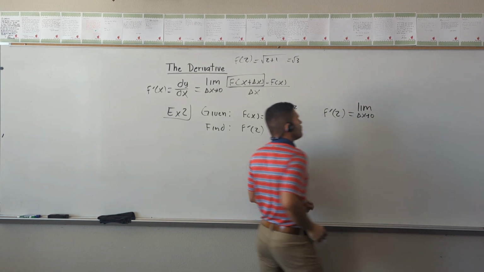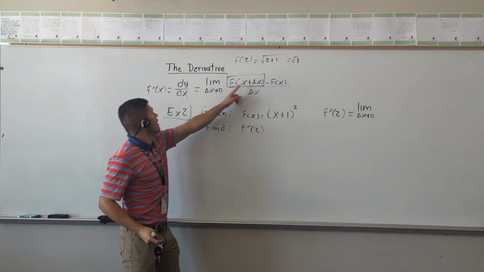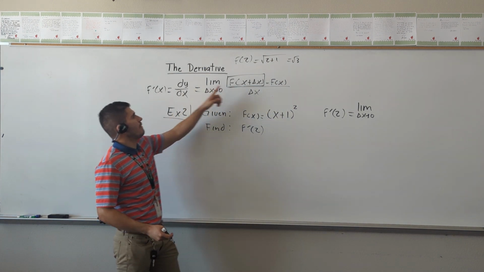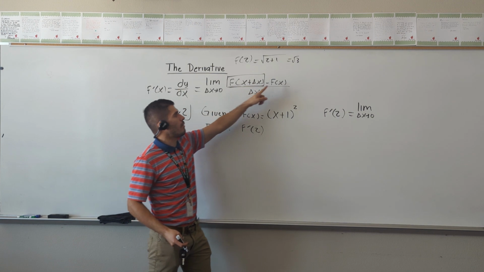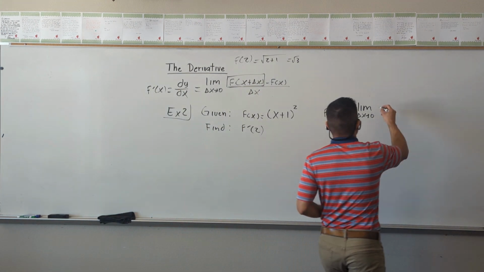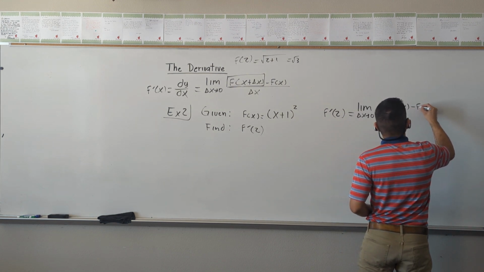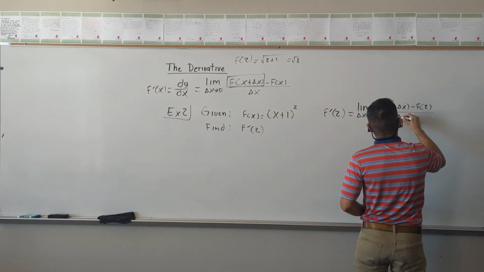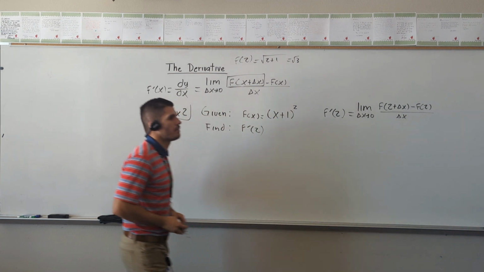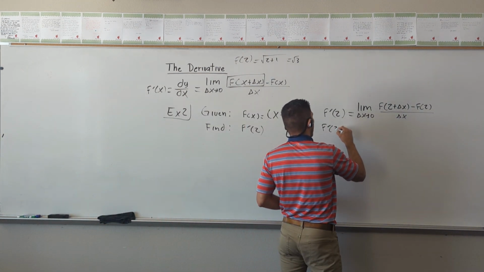This wouldn't change, but I will have some changes here. Since I substituted a 2 for x, I have to substitute a 2 in here, and I would have to substitute a 2 in here. All right, so what does that mean? I would have to have f of 2 plus delta x minus f of 2 over delta x in order to do this. Okay, so let's go ahead and start simplifying all of that.